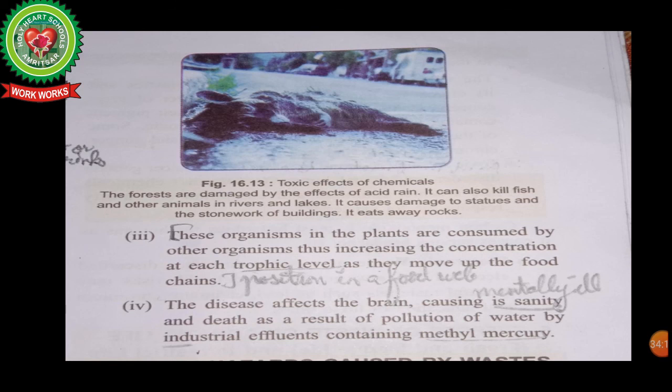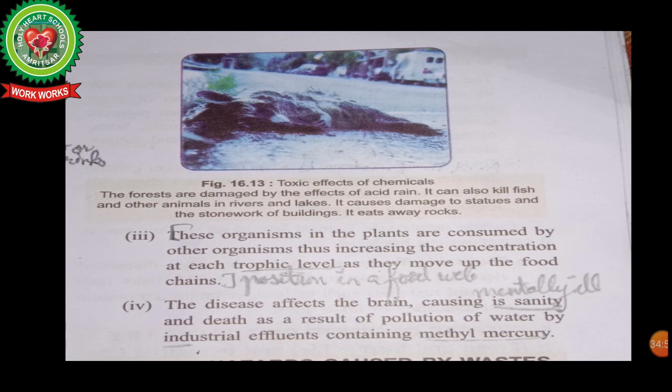Now, figure 16.13. Toxic effects of chemicals. The forests are damaged by the effects of acid rain. We have already discussed in the previous part of this lesson the acid rain and its harmful effect. It can also kill fish and other animals in rivers and lakes. It causes damage to statues and the stonework of buildings. I have already shown you in the previous video of this chapter the acid rain and its harmful effects on statues, monuments, etc.